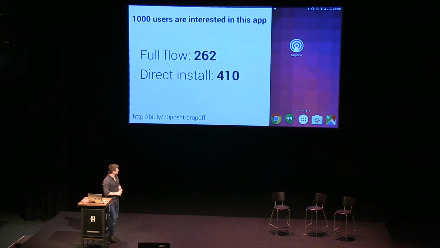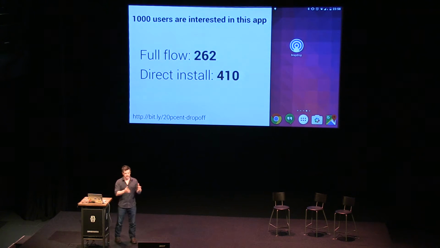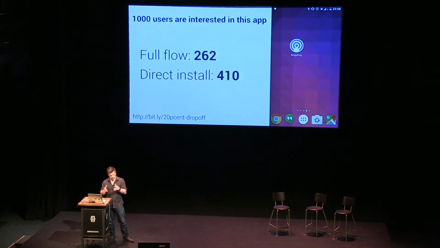So if I'm going through the full flow, out of those 1,000 people, I'm left with 25%, linked to the researchers at the bottom. If I get them directly into the App Store and directly into that page where all they have to do is click to install, I've skipped 2 of those steps, but I'm still under 50% of those users. That's an expensive trade-off.